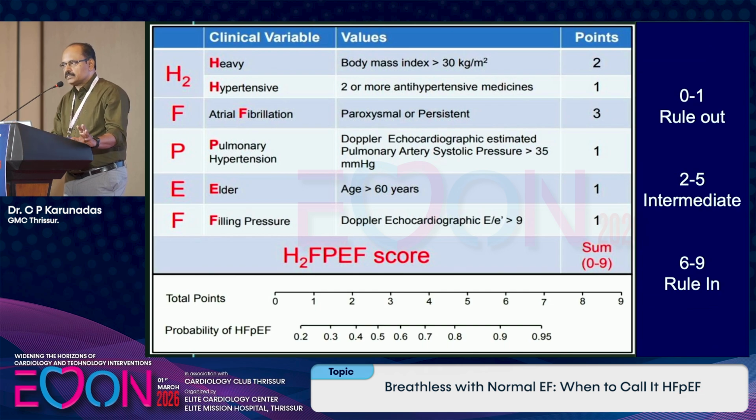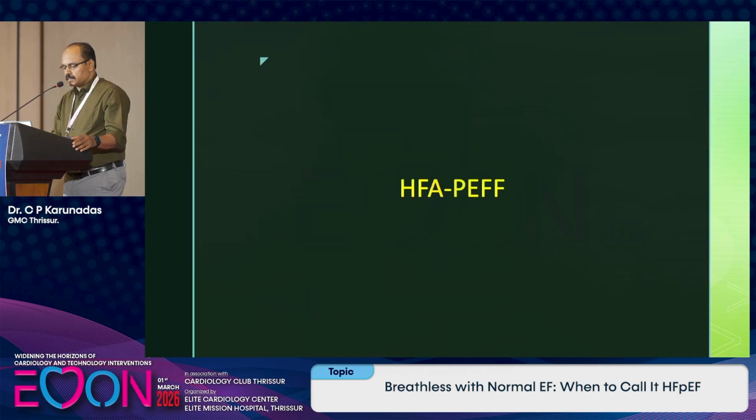If it is in the 6 to 9 points range, it is heart failure with preserved ejection fraction. Of course, by ruling out other causes. A patient with a hemoglobin of 4 or 5, you cannot say that it is HFpEF. You have to rule out all the other causes. 0 to 1, you can rule out HFpEF, and 2 to 5, it is intermediate.